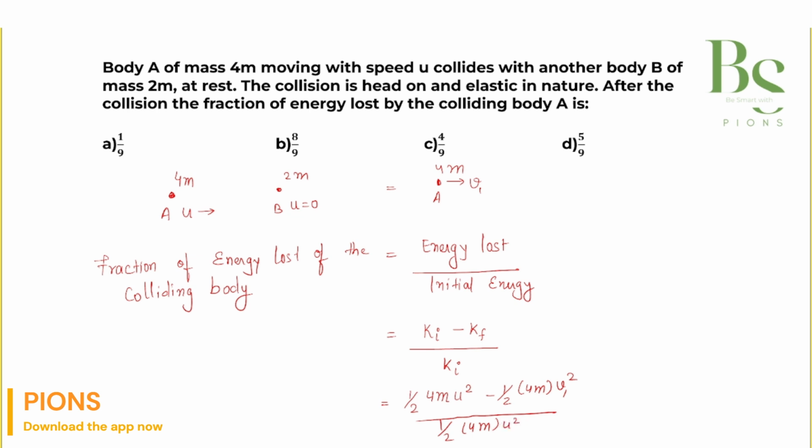Now let's take half and 4m common in the numerator and denominator. What are we left with here? We are left with u square minus v1 square whole divided by u square. This is our equation number 1, correct? This is our fraction, and we first have to figure out the value of v1 and then substitute here, and we will get our fraction, right?